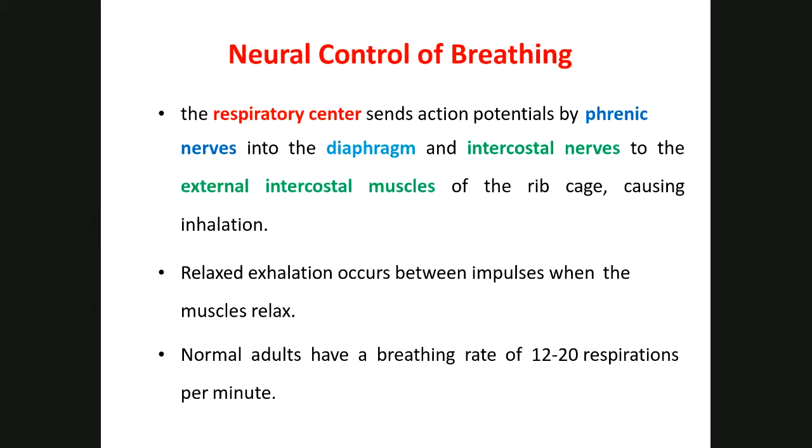And when the signals stop from the phrenic nerve and the intercostal nerves by the inhibition of the pneumotaxic center, then the muscles will relax, causing a process of expiration. The expiration, which is at rest, is relaxation, not muscle contraction. So the normal respiratory rate for an adult is between 12 to 20 cycles per minute.